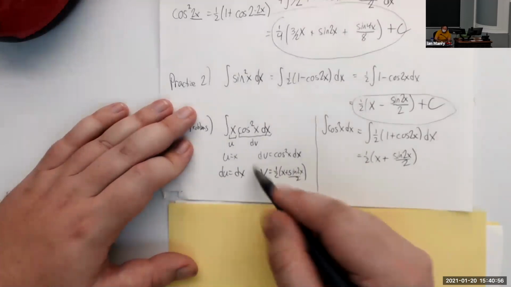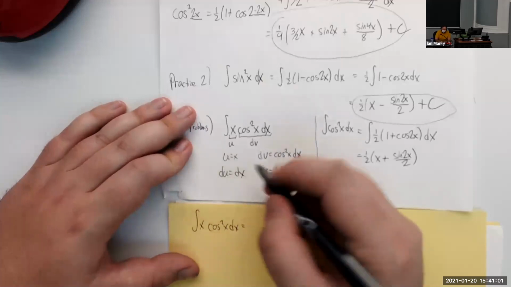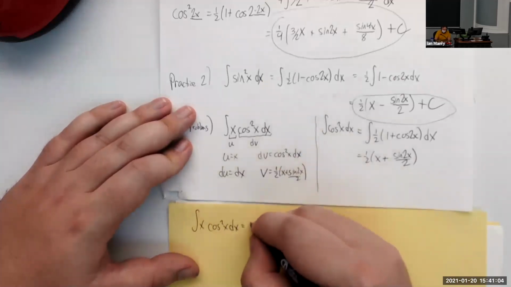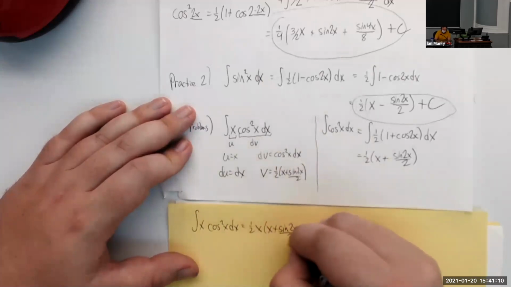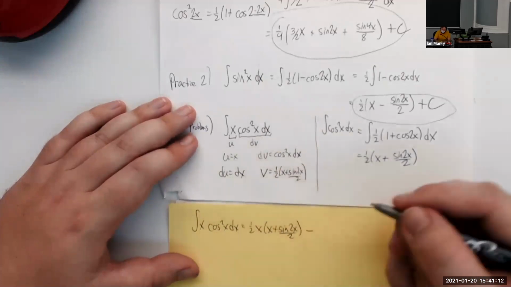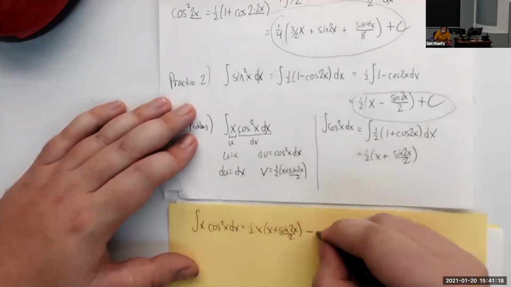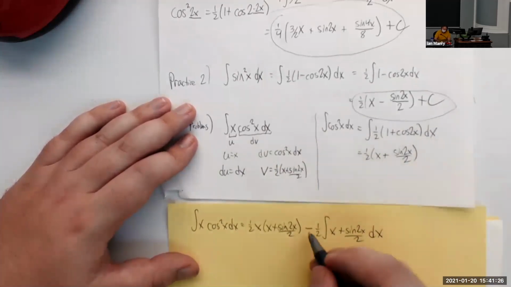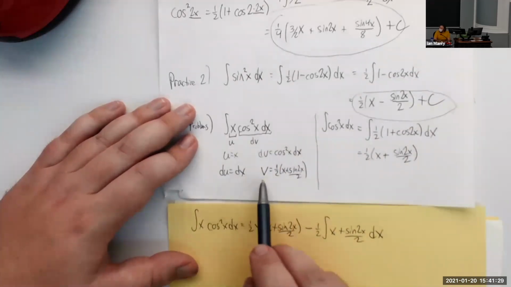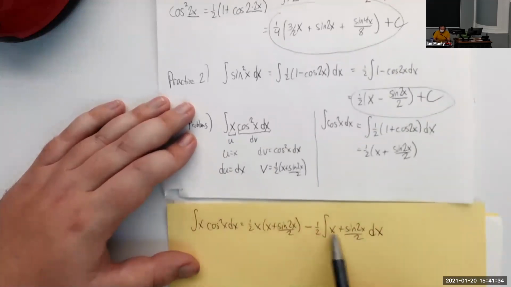All right, so now I'm going to use the IBP formula. Our original integral is going to be u times v. So it's going to be 1/2 x times x plus sine 2x over 2. And then I subtract and I do the integral of v du. That's going to be this integral right here. This minus came from the fact that I'm using integration by parts right here. And then this 1/2 kind of came outside of the integral.